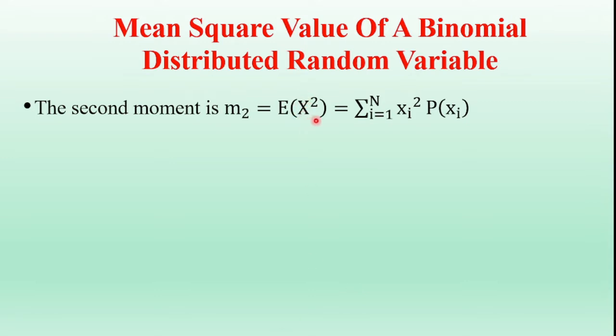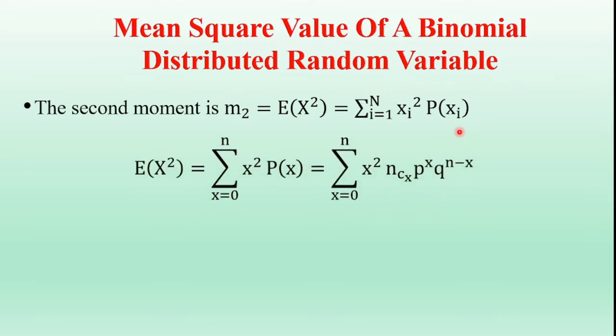So this expectation of x square is also written as m2, that is the second moment, which is equal to sigma i is equal to 1 to n, xi square into p of xi. This is the equation of the second moment of the random variable for the discrete case. Now here, expectation of x square is equal to sigma x is equal to 0 to n, x square into p of x, where p of x is equal to nCx into p power x q power n minus x, for x is equal to 0 to n.